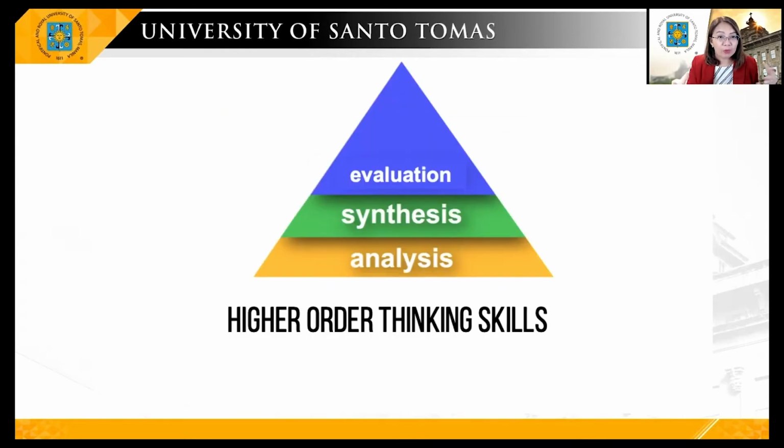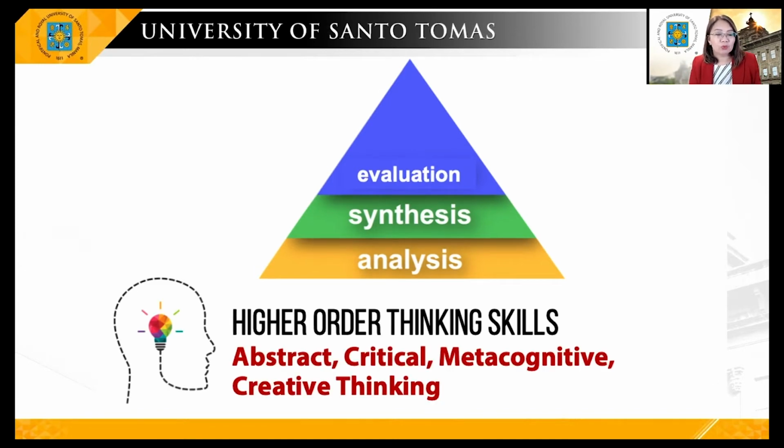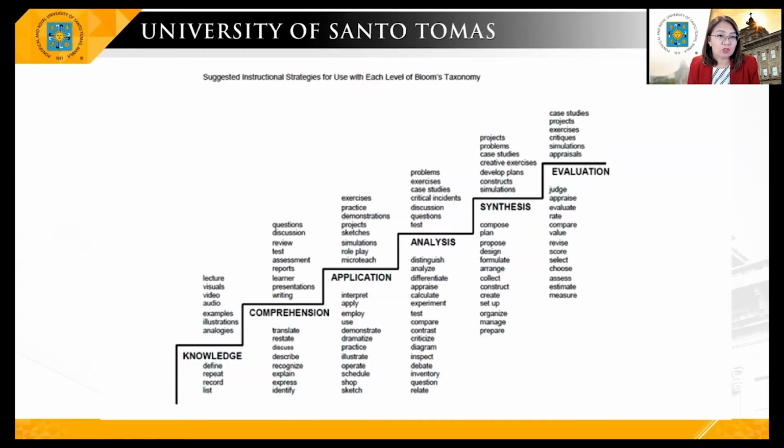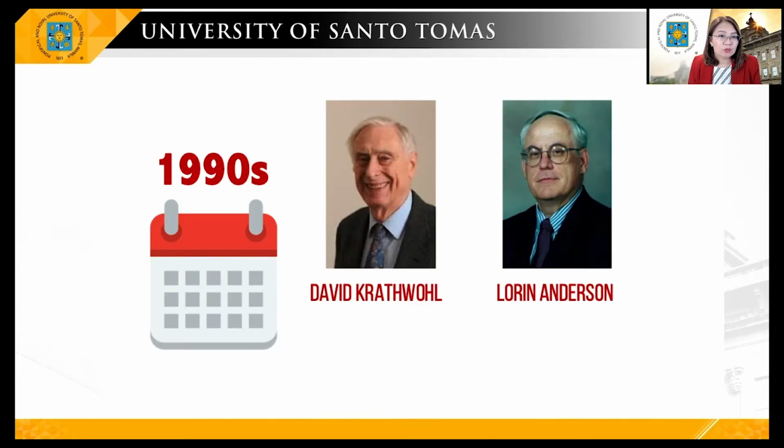Now, on the three upper levels, you have the analysis, the synthesis, and the evaluation. This would refer to your higher order thinking skills. This would include the abstract, the critical, the metacognitive, and the creative thinking. Some have likened the model to a mountain or a stairway, where teachers set learning objectives and design learning activities to guide students to higher levels of thinking. The taxonomy has become, for most of us, a model for structuring learning processes.